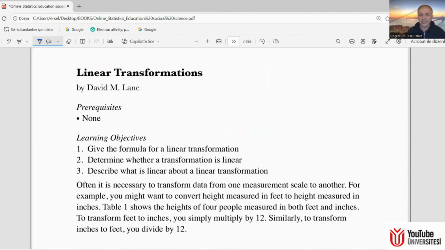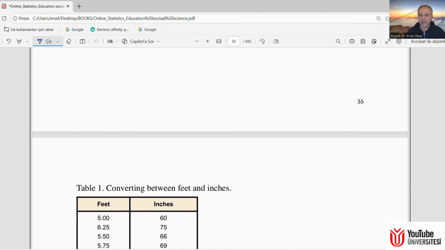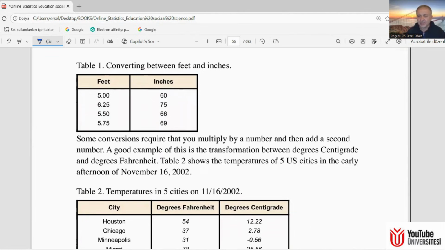If we talk about linear transformations, when you have an equation, like feet and inches, some of you may know 1 foot is equal to 12 inches. So when we say it's 5 feet, it means it is 5 times 12, 60 inches.